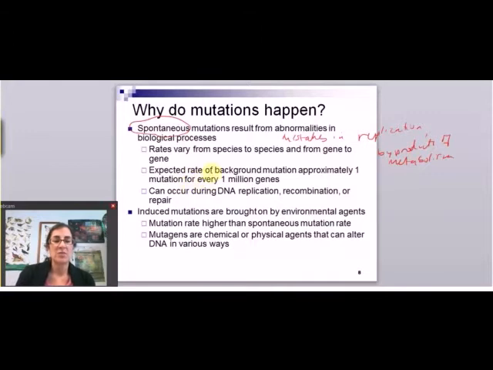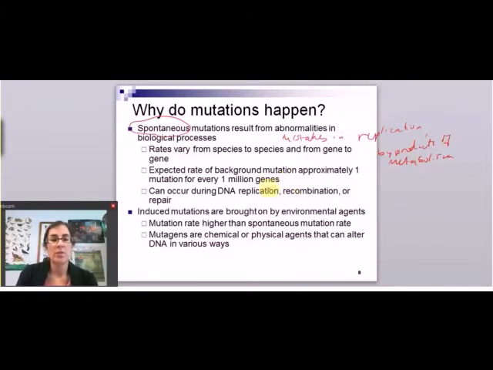The rates can vary from species to species, so some organisms will have a very rapid rate of mutation, and other organisms will have a very slow rate of mutation. Even within the same organism, some genes can be more prone to mutations. So certain genes in humans, for example, are much more prone to mutations, and so they're more likely to end up with disease. And then other genes are very stable, and they very rarely get mutations. In general, we can say that you should get about 1 mutation for every 1 million genes as kind of the background rate of spontaneous mutations.